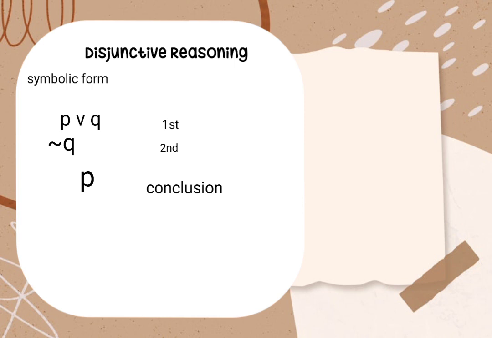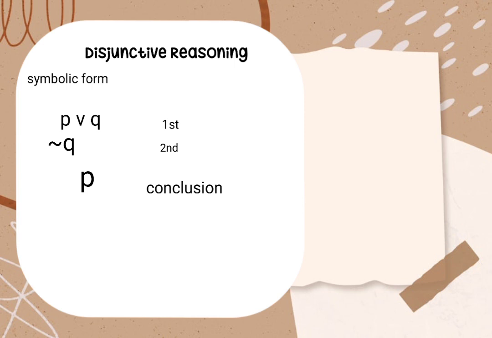So, mabilis natin maintindihan. Di ba ang or ay ginagamit kapag may choices ka? So, ganun din ang function niya kapag sa disjunctive reasoning. Makikita din sa symbolic form na P or Q, not Q, the second premise, then the conclusion is P. Kasi, hindi daw Q yung pinili niya. So, ang magiging conclusion natin is yung letter P.